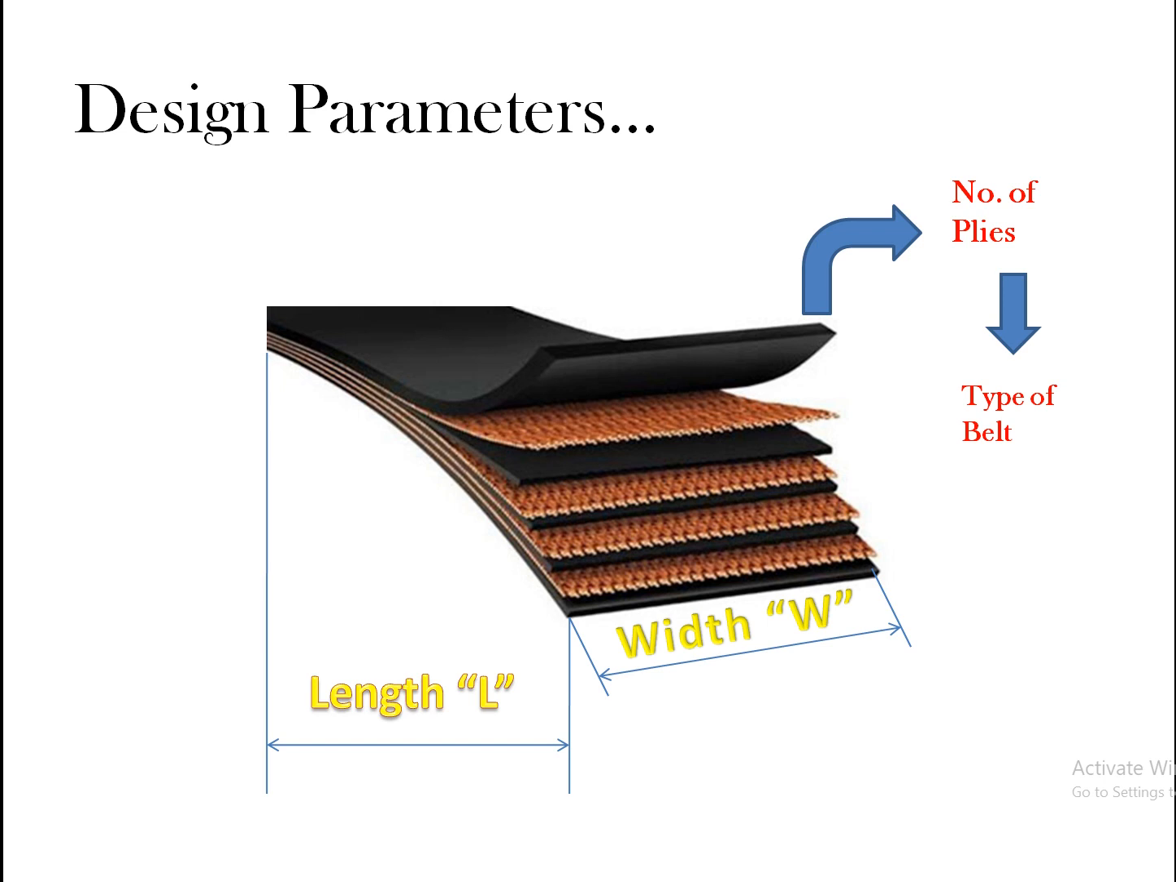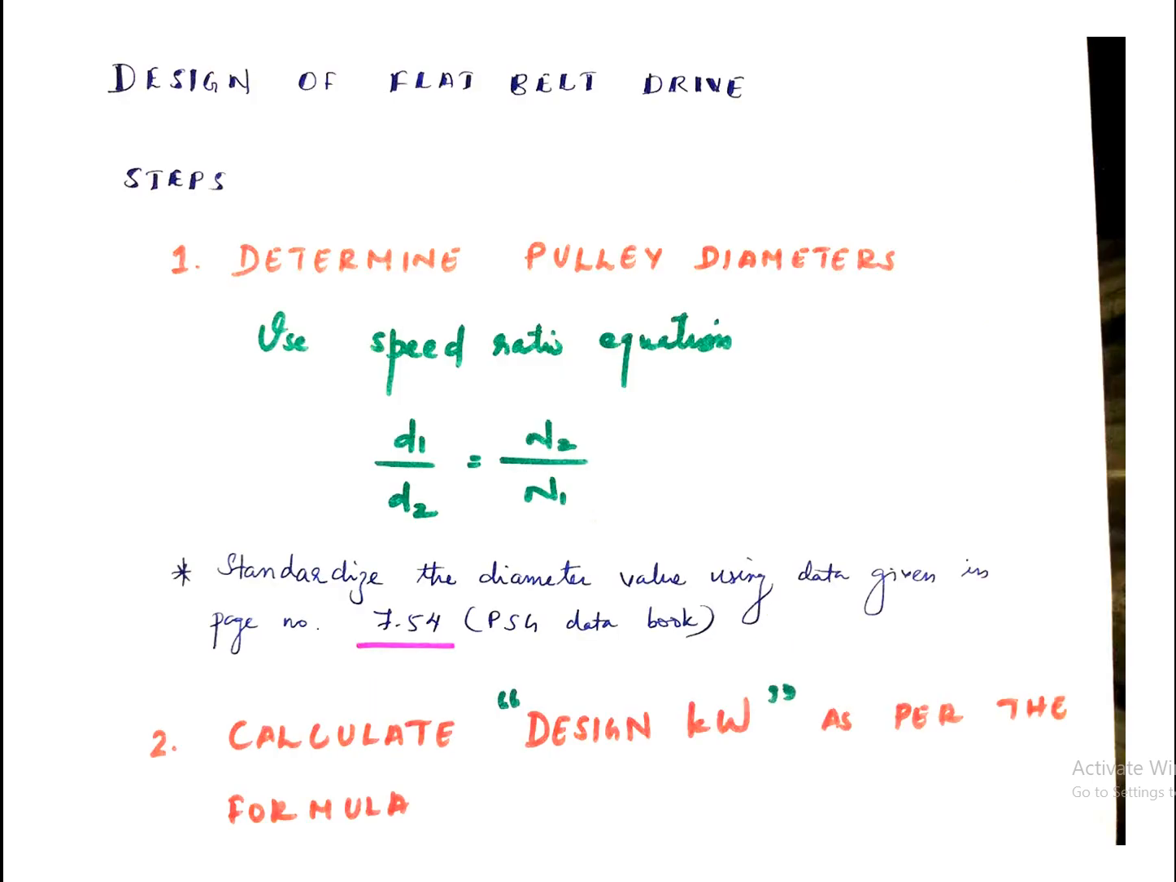Now, for finding these parameters, we'll be going through a number of steps. To be exact, 7 or 8 steps are to be used to find out these parameters. All the other steps are actually a path to finding these basic dimensions and the number of plies. So let us move on to the design procedure, a step-by-step approach. Now, the first step is to determine the pulley diameters.